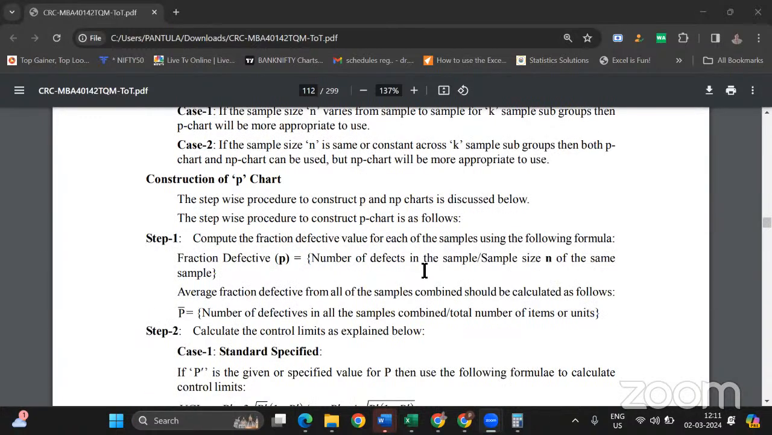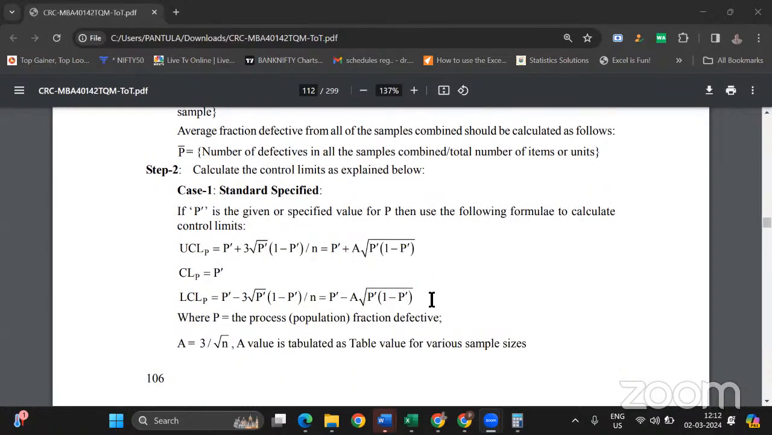Now the construction of the P chart. There are two steps. First, compute the fraction of defectives for each sample using the formula: fraction defective p equals the number of defectives in the sample divided by the sample size n. Then the sample average fraction should be calculated: p bar equals the number of defectives in all samples combined divided by the total number of items or units. Then calculate the control limits as explained below.